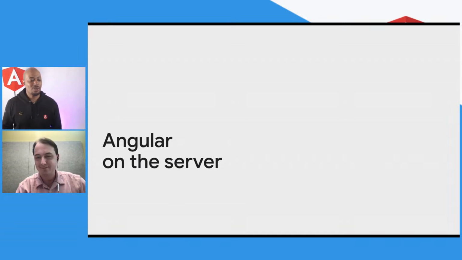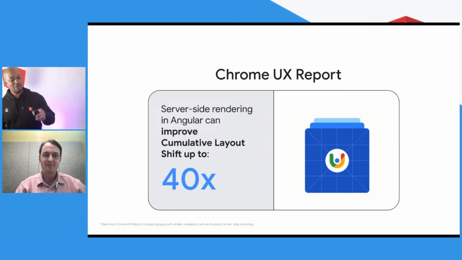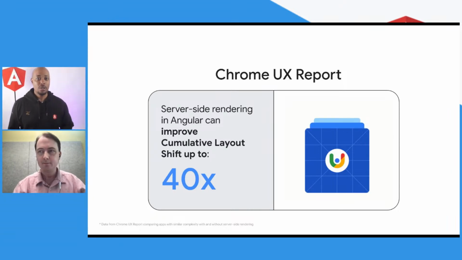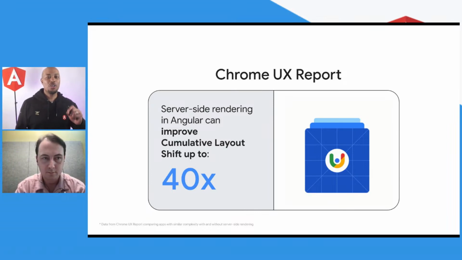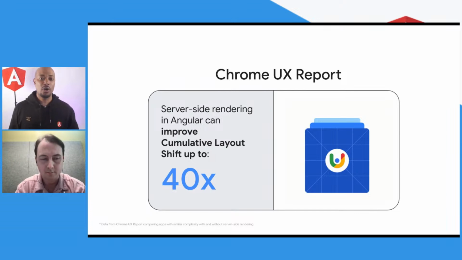All right, so let's talk about server-side rendering, what the streets came to find out about. Here's something that we found out from the Chrome UX Report, and let me tell you why this is a big deal. Based on the data from that report, we found that server-side rendering can lead to an improvement of 40x for cumulative layout shifts. That's such a big deal for the users of your app.